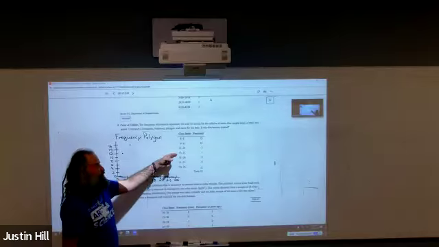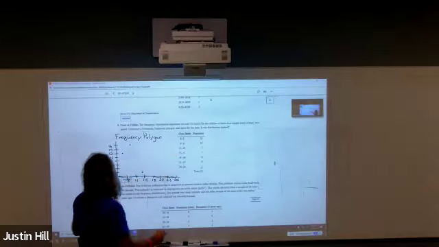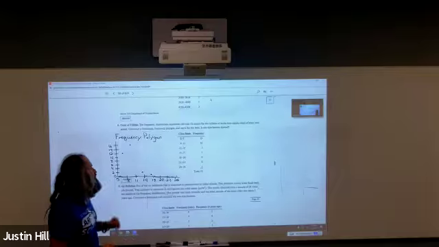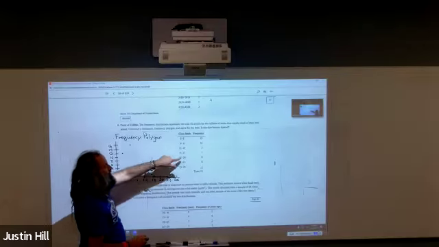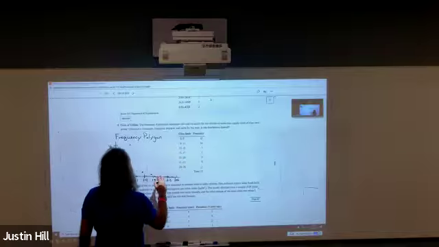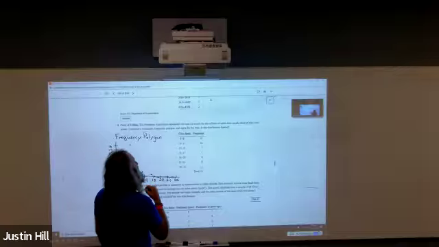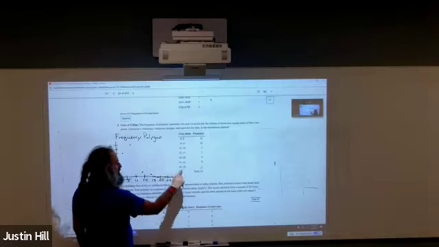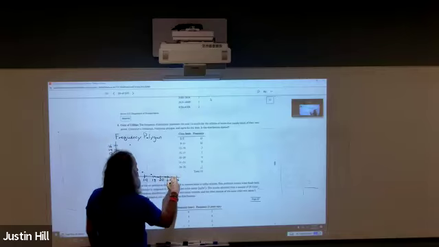And then what's my midpoint here? 16. So at 16, I'm going to mark 1, like that. And then what's my midpoint here? That's 19. At 19, I'm going to mark a 0. So I'm going to put that down there. At 22, I'm going to mark a 0. Then at 25, I'm going to mark a 1 again.